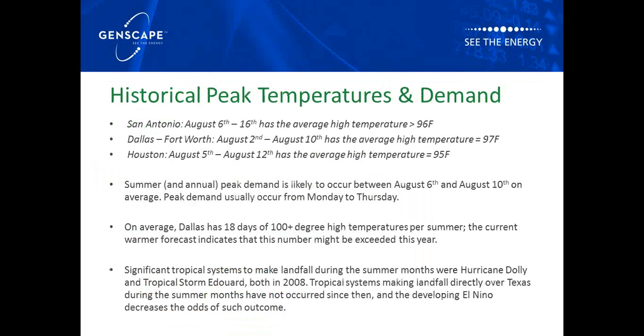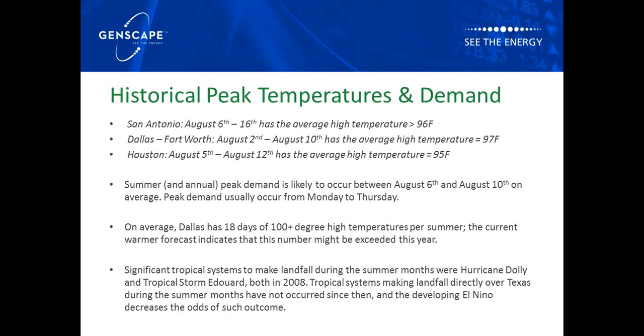Looking at historical peak temps and demand, San Antonio has the hottest weather days between August 6th and August 16th, with Dallas-Fort Worth between August 2nd and August 10th, and Houston between August 5th and August 12th. So historically speaking, our summer and annual peak demand is likely to fall between August 6th and August 10th. Peak demand will be between Monday through Thursday, never on a Friday, Saturday, or Sunday.